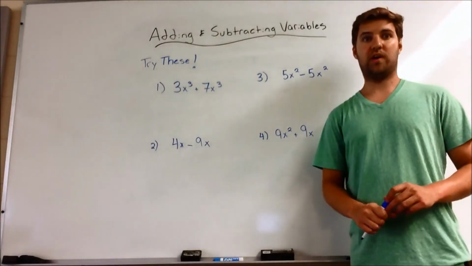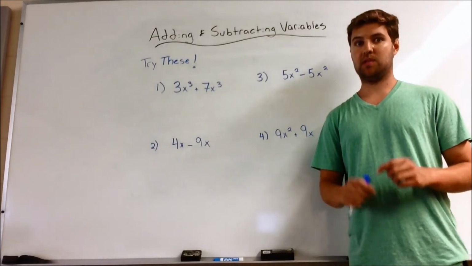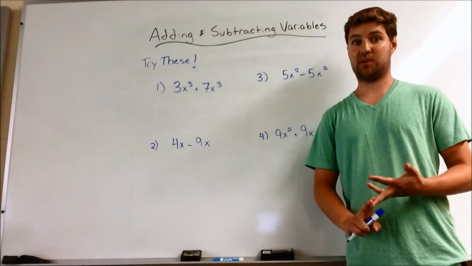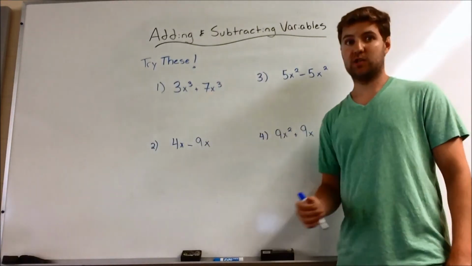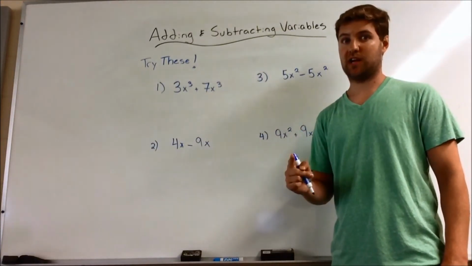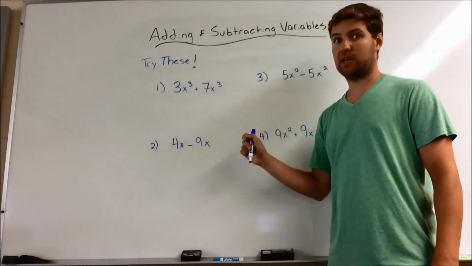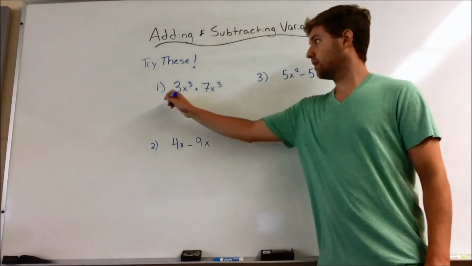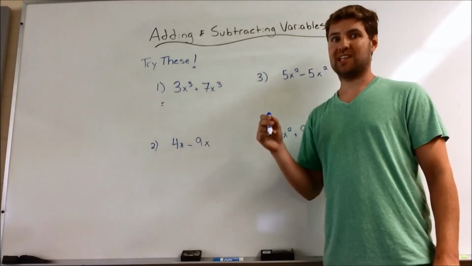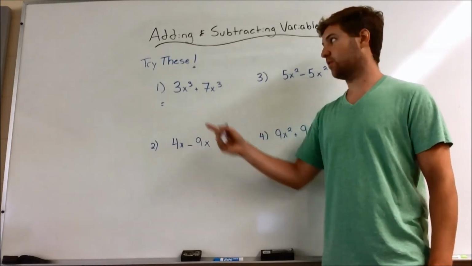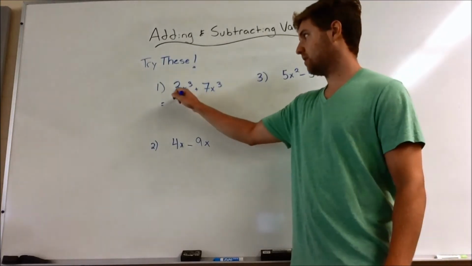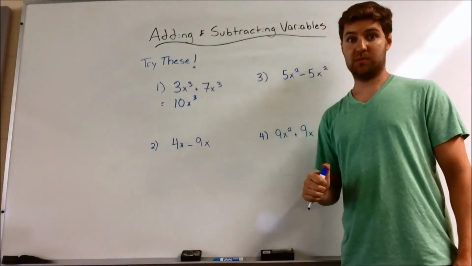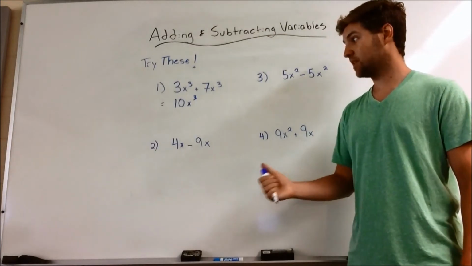Okay, hope you've had a chance to try these. Let's take them up. So remember, they have to be like terms in order to add and subtract them. So here, 3x cubed and 7x cubed. First, we check, are they like terms? Are they the same letter? Absolutely. Are they the exact same exponent? They are for sure. So that means we just keep that part the same, we add the coefficients. So 3 plus 7 is 10, which means there's 10 x cubes. So 3x cubed plus 7x cubed is 10x cubed.